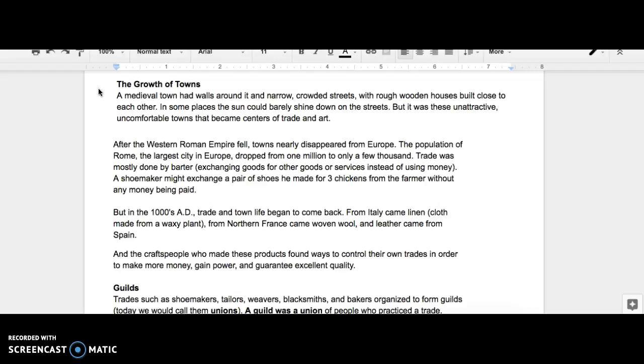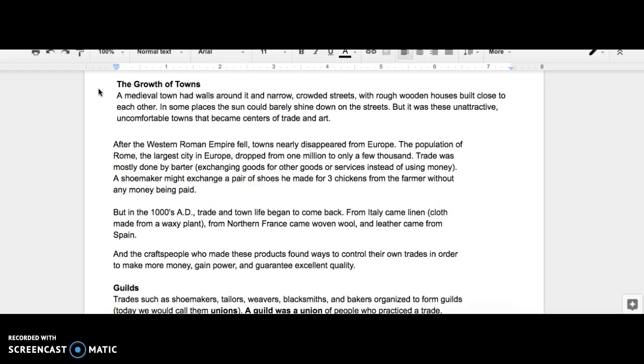In some places, the sun could barely shine down on the streets, but it was these unattractive, uncomfortable towns that became centers of trade and art. After the Western Roman Empire fell, towns nearly disappeared from Europe. The population of Rome, the largest city in Europe, dropped from 1 million to only a few thousand. Trade was mostly done by barter, exchanging goods for other goods or services instead of using money. A shoemaker might exchange a pair of shoes he made for 3 chickens from the farmer without any money being paid. But in 1000 AD, trade and town life began to come back.